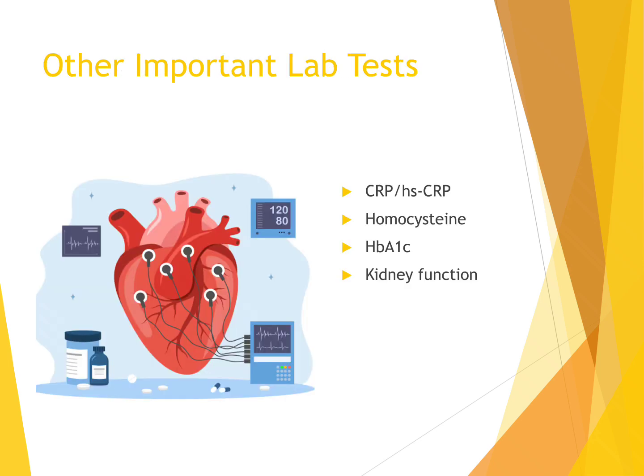In addition to cardiac-specific markers, several other laboratory tests are relevant in cardiac disease. C-reactive protein and high-sensitivity CRP indicate inflammation and cardiovascular risk. Homocysteine is associated with endothelial dysfunction. HbA1c reflects long-term glycemic control, which is closely linked to cardiovascular outcomes. Renal function tests are important due to the close relationship between heart and kidney disease.